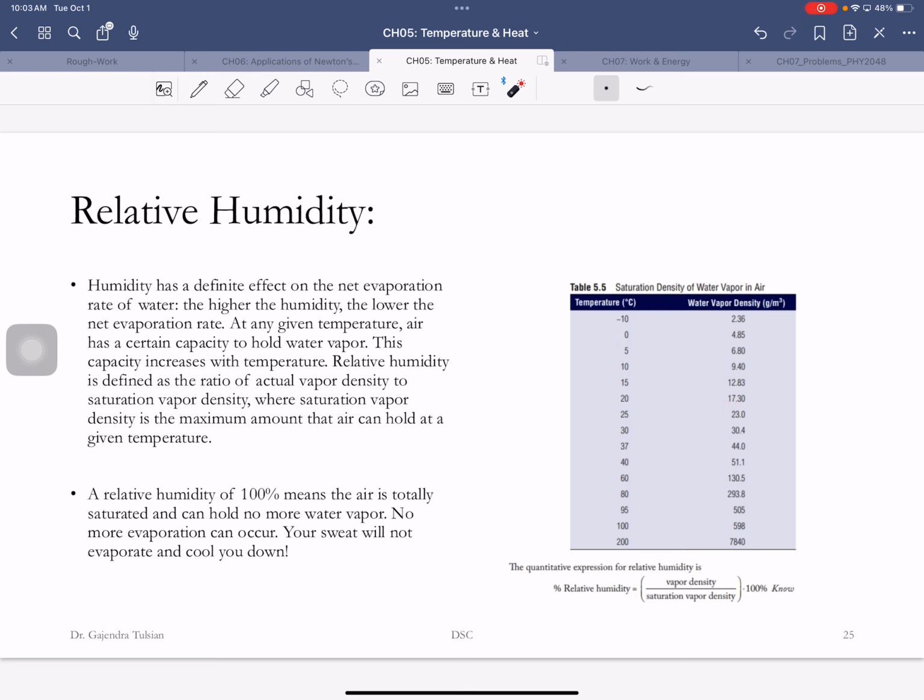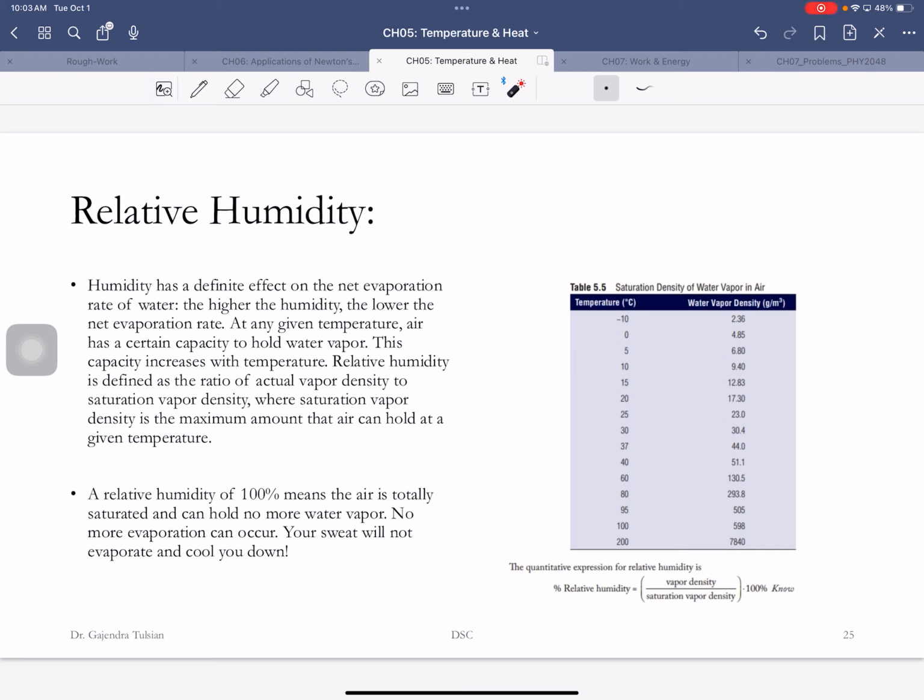So a meter cube is this much air. And 17 grams is roughly half an ounce, so roughly a mouthful of water. That's how much this much air can hold. That's the maximum. So if there is half of that, 8.65 grams of water per meter cube, then that would correspond to 50% humidity.